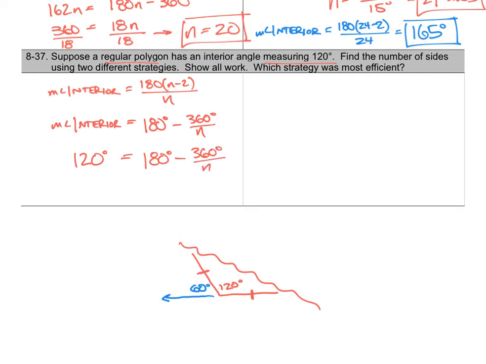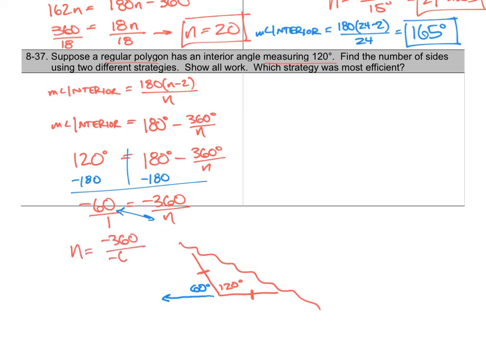Let's go ahead and subtract 180 from both sides. That gives me negative 60 degrees equals negative 360 over n. Well, I can just swap the diagonals. That's that trick that I did in that last problem. And that's going to give me n equals negative 360 over negative 60, or n equals 6. Okay, that's one strategy.